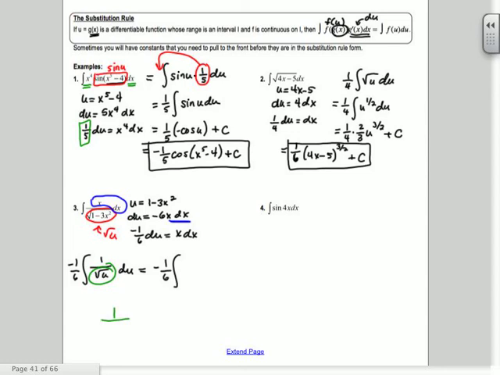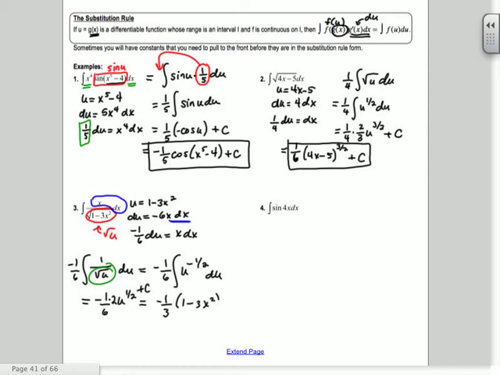Okay, the next one, again, it's pretty obvious what you should let u equal. So u is the inside part, 4x minus 5. du is 4 dx. All we have right now is this square root of u, and all I want is dx. So I'm going to divide by my 4. So I have 1/4 du equals dx. So I have my 1/4 out front, and then du. So I've now replaced everything.